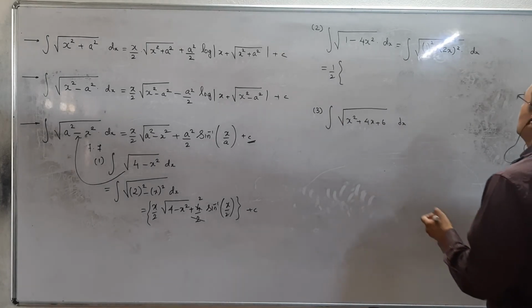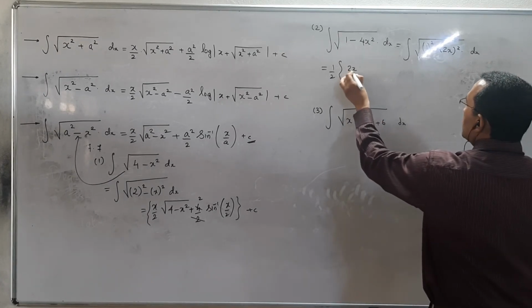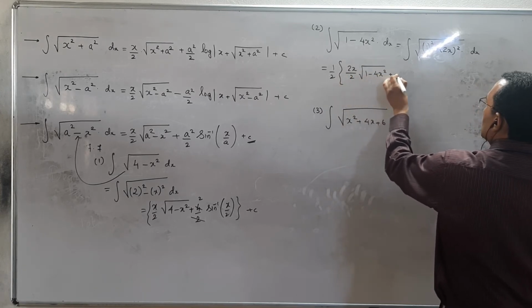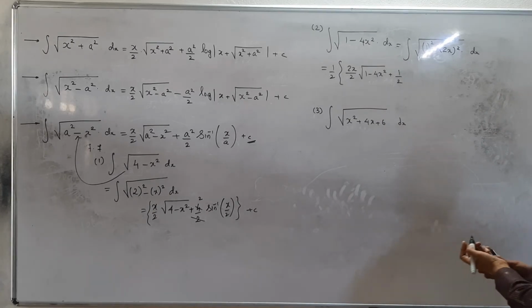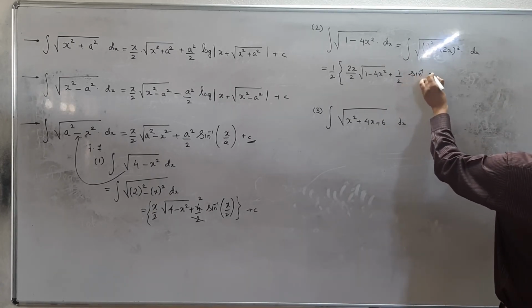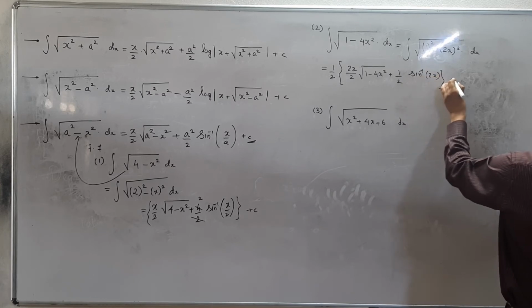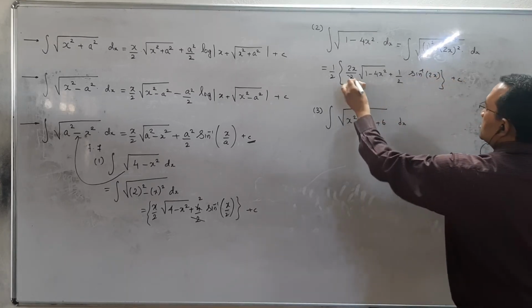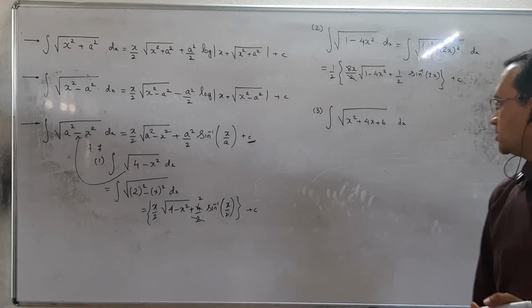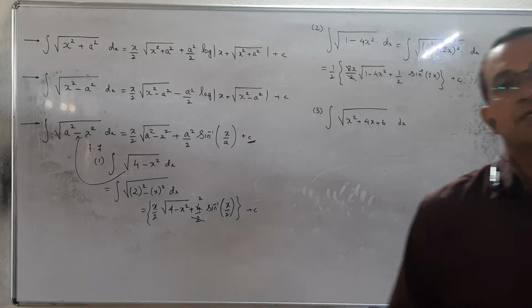X by 2, instead of x, I have to write 2x by 2 into the given integrand, plus a square by 2, a square is 1, sine inverse of 2x by 1, plus c. You can cancel this 2 and 2, that's all. So students, this is the one answer.